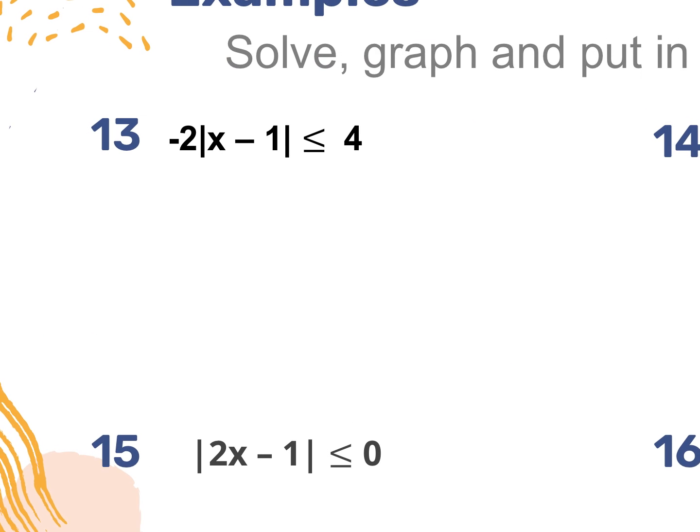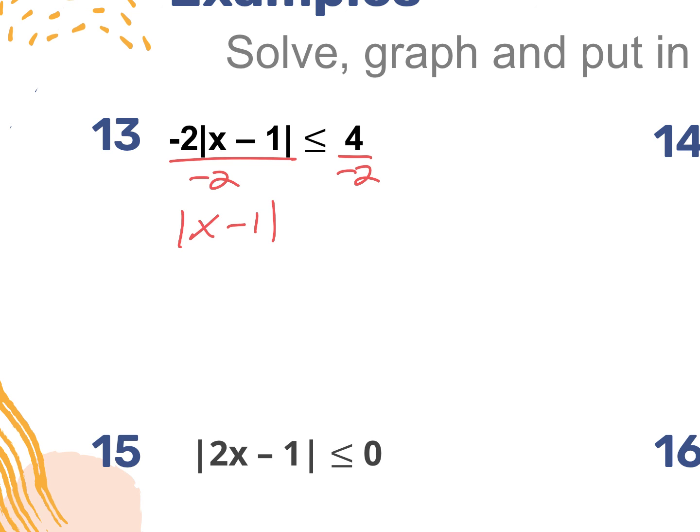So for the first one, I need to isolate first. Negative 2, x minus 1, and I divide it by a negative, so I reverse. And now, yesterday when we saw this, if this were an equal sign, it would be no solution, because we know we can never get a negative out of here. However, now it's an inequality. We're always going to get a positive, so this answer, we don't need to do the 2 cases.